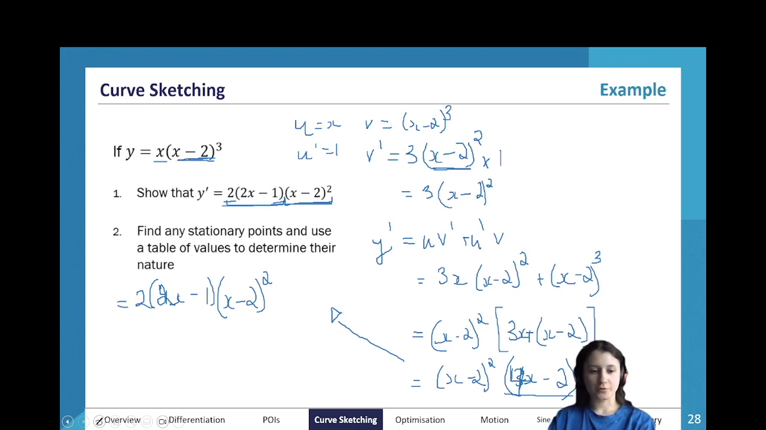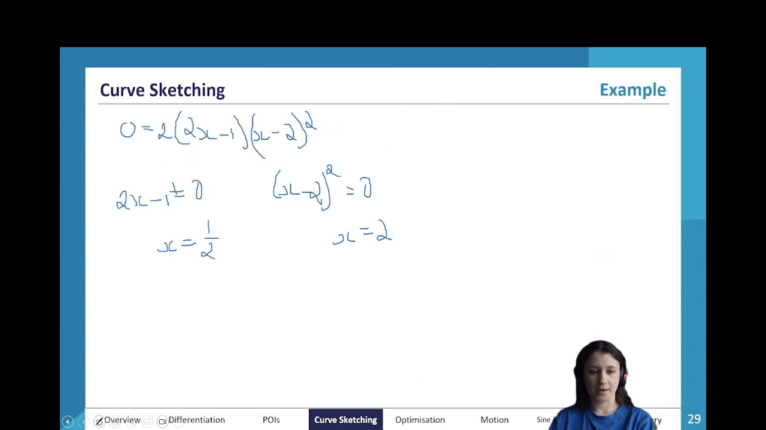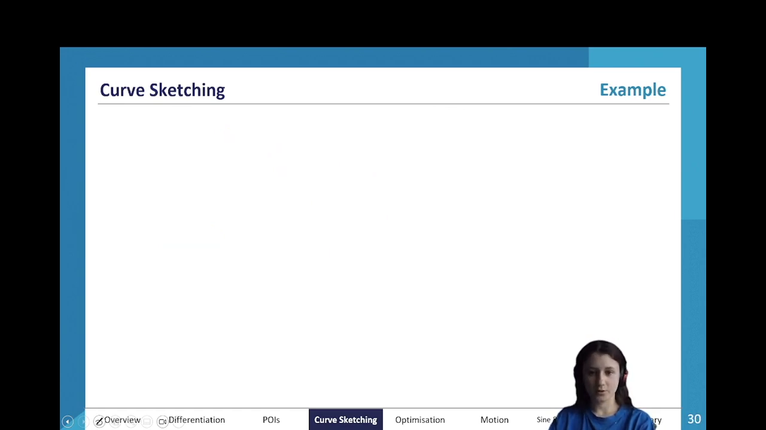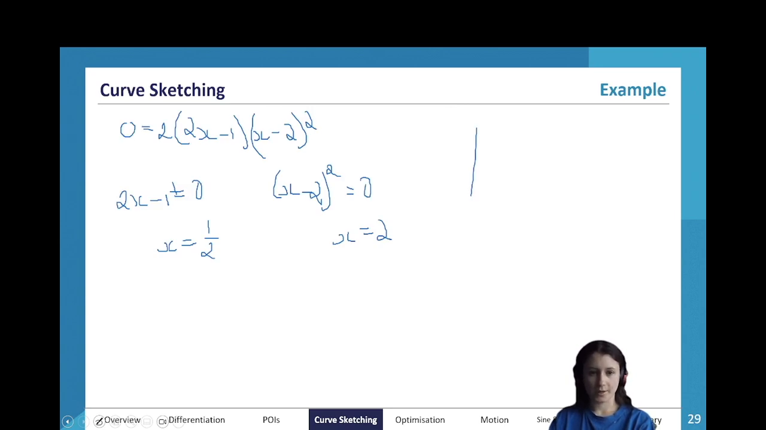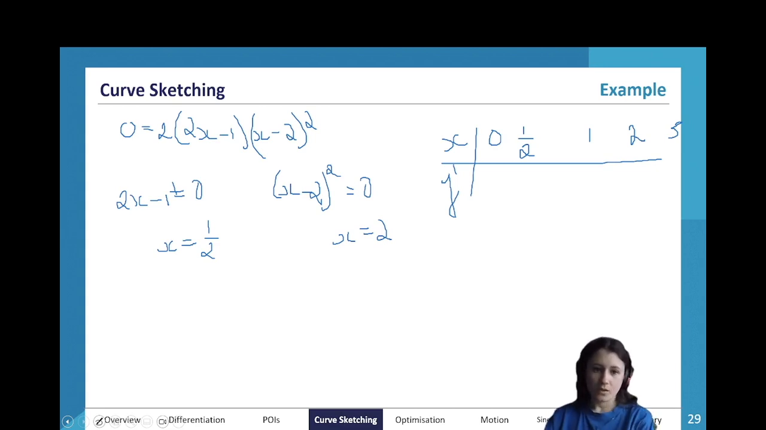Now what we can do from here is determine their nature, and I actually might just do this using a table of values. So we can have x here, our derivative here, a half, 2. So we can have 0, 1, and 3 in between. Alright, so we know that at those points our derivative is 0.